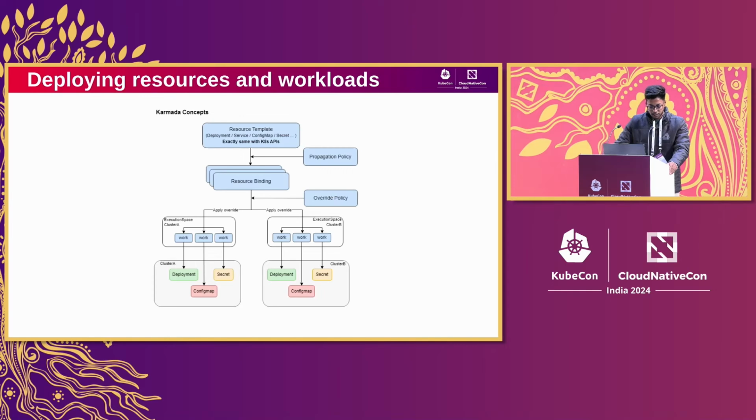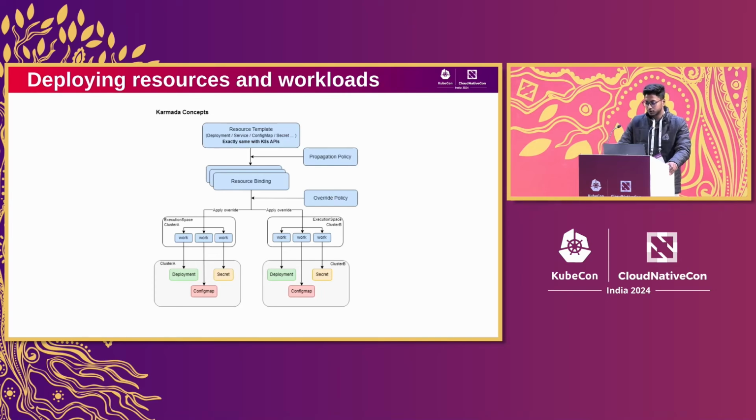So here is how the deployment works. First you apply a vanilla Kubernetes config file, be it your deployments, your services, or your config maps. After deploying the Kubernetes manifest, you need a propagation policy. Basically, a propagation policy is a configuration that defines where your resources should be deployed, like in which cluster. You provide a propagation policy, you provide your manifest, and you deploy the workload.